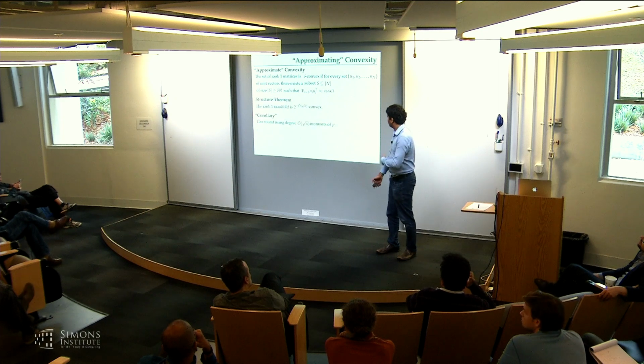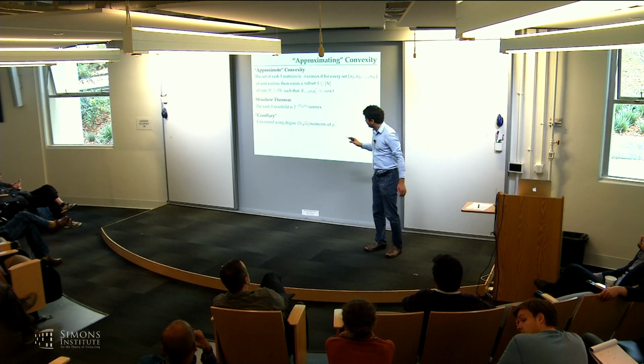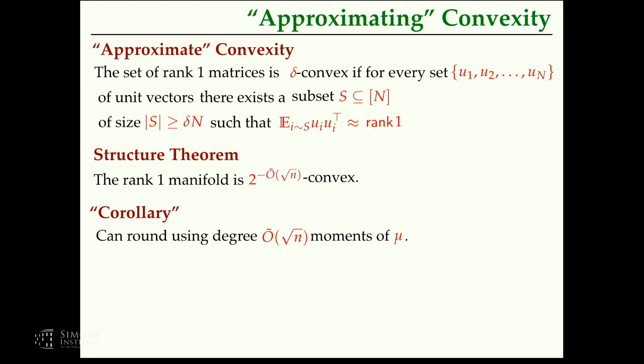Okay, good, great. So now this is not a corollary that I expect you to see all the way through, but roughly, from where we have been talking about, you can roughly see that this will give you some rounding that will use degree root n moments of mu. So, roughly you can see some 2 to the root n time algorithm appearing.